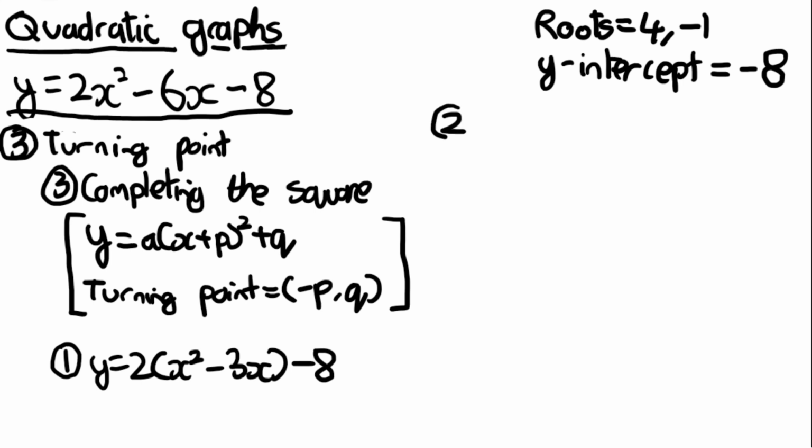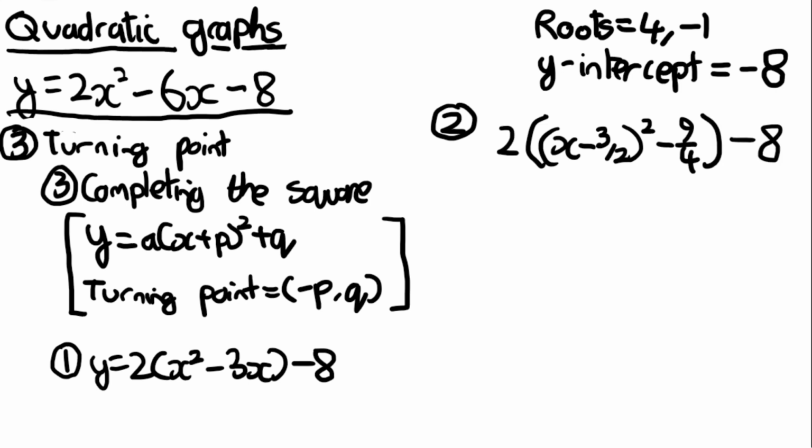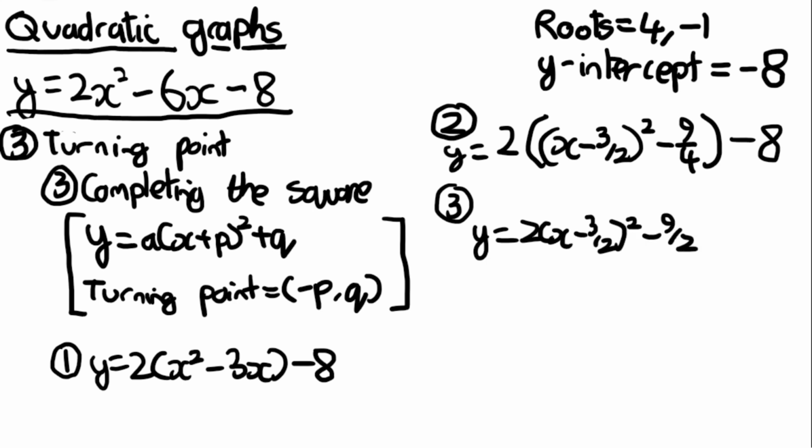And then the second step is to use the tip, in which you do (x minus 3 over 2) squared minus 9 over 4. But remember, all of that will be in the 2. Then the minus 8 will be on the outside, and then that's obviously all equal to y. And then the third step is just to expand it all out. You can say that y is equal to 2(x minus 3 over 2) squared minus 9 over 2 minus 8. And if you simplify that, you'll find 2(x minus 3 over 2) squared minus 25 over 2.